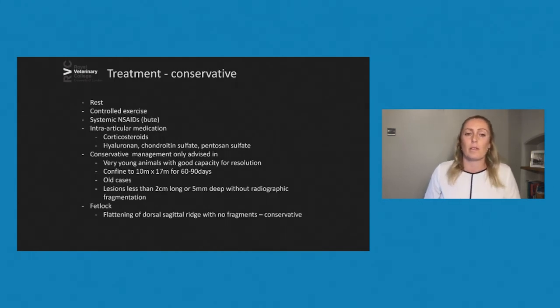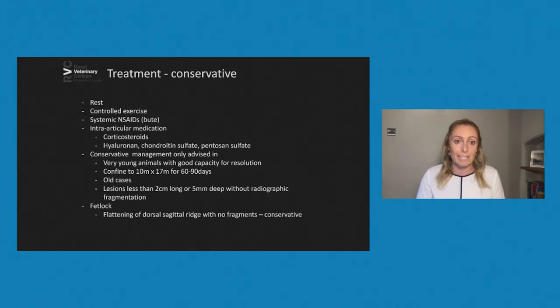So moving on to thinking about treatments. Ideally, conservative treatment would be great if you can manage that, and if you're dealing with OC that's of a low enough grade to respond to that. Conservative treatment would include rest, controlled exercise, as we discussed, systemic NSAIDs, such as phenylbutazone, and intra-articular medications can be used. But really, it's only advised in very young animals with a good capacity for resolution of these lesions.